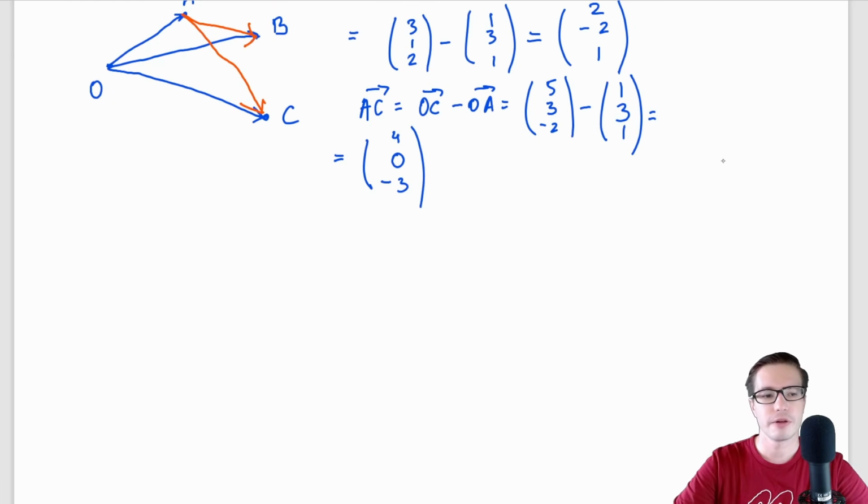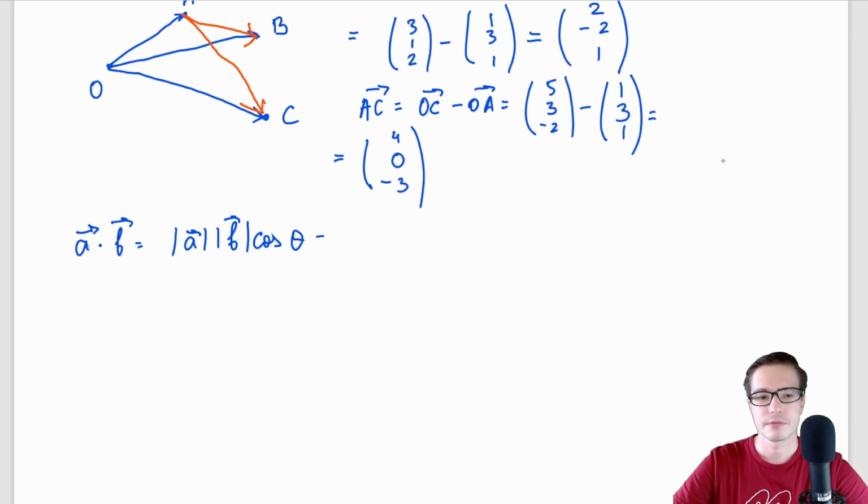Now let's remember the formula for a scalar product. A dot B equals the magnitude of A times the magnitude of B times cosine of the angle in between. Or you can find it using the coordinates: x times x plus y times y plus z times z.